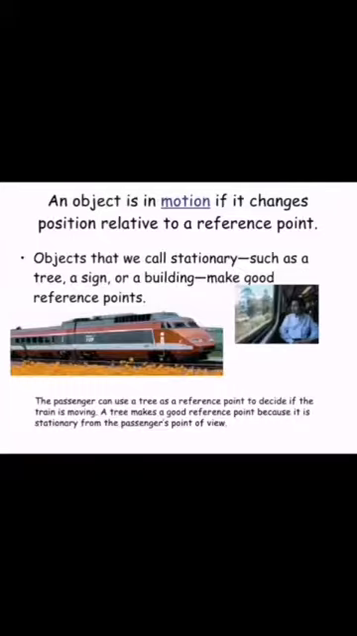For example, in this figure a passenger can use a tree as a reference point to decide if the train is moving. A tree makes a good reference point because it is stationary from the passenger's point of view.